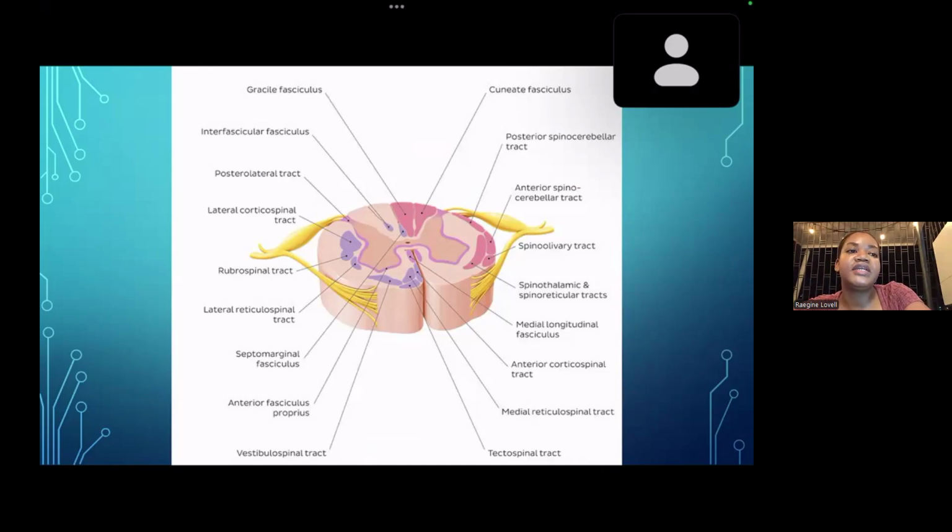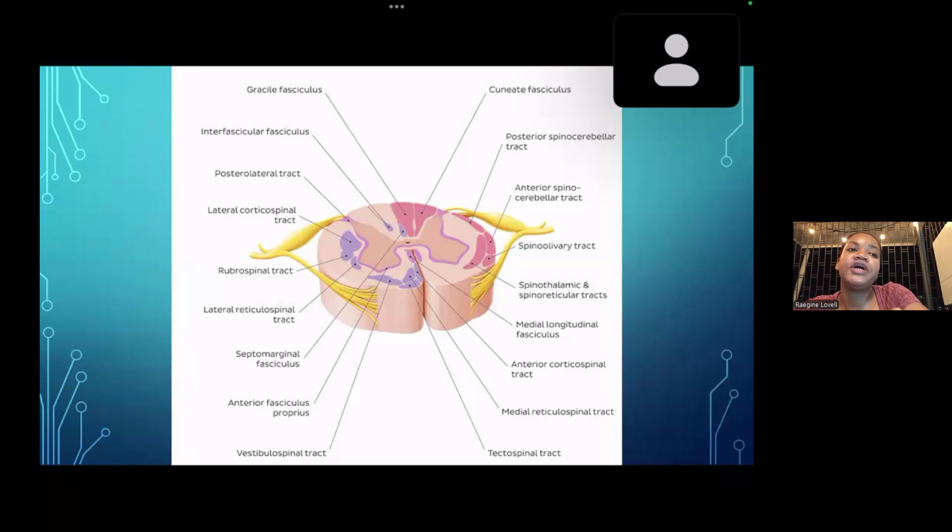tracts. Ascending tracts are formed of primary afferent fibers, which enter through posterior roots of the spinal nerves and are divided into 3 distinct pathways: the anterolateral system, the posterior column medial lemniscus pathway, and the somatosensory pathways to the cerebellum. So in the anterolateral system, it includes the spinothalamic, spinoreticular, and spino-olivary tracts, which function to relay sensations of pain, temperature, and non-discriminative touch.